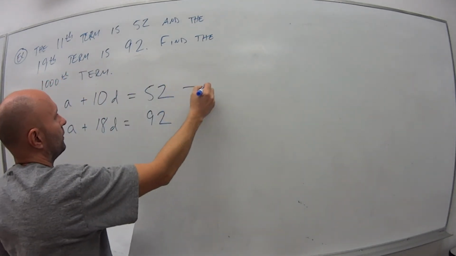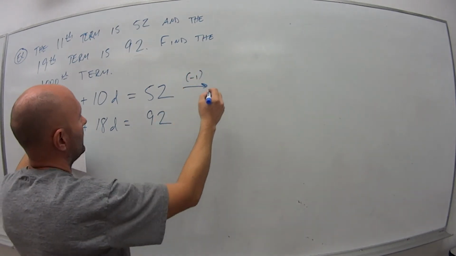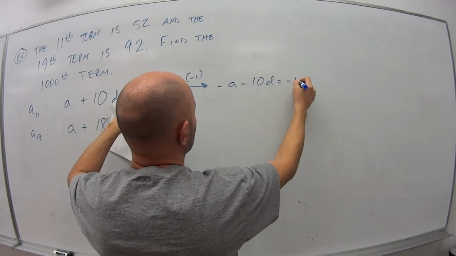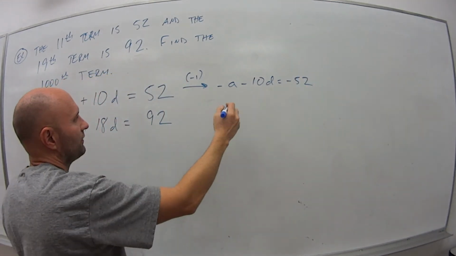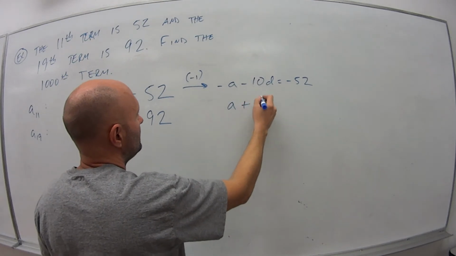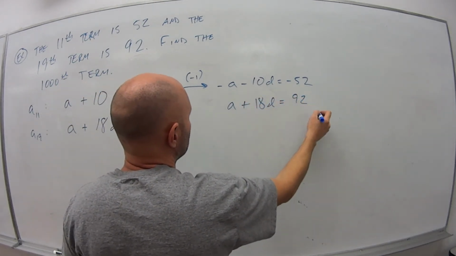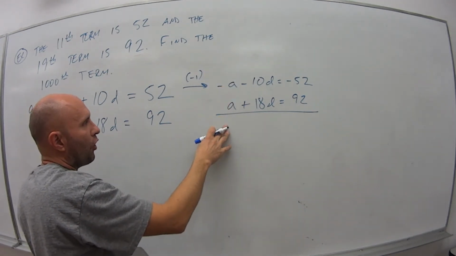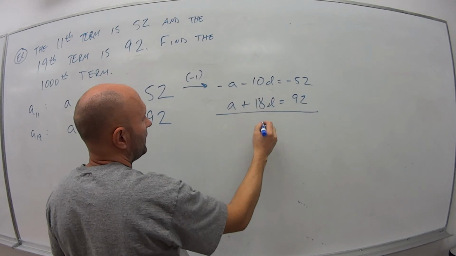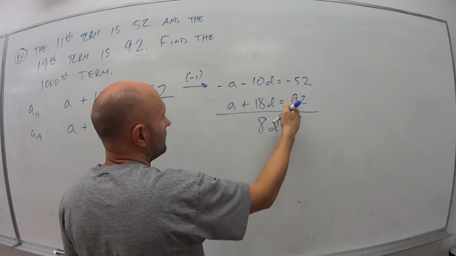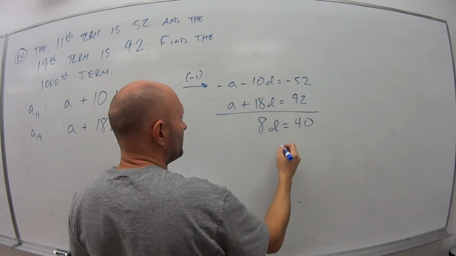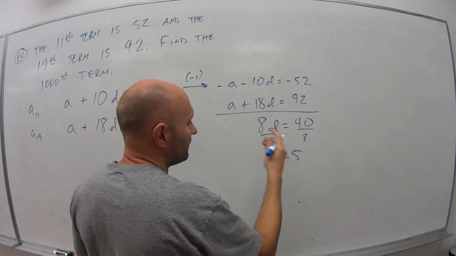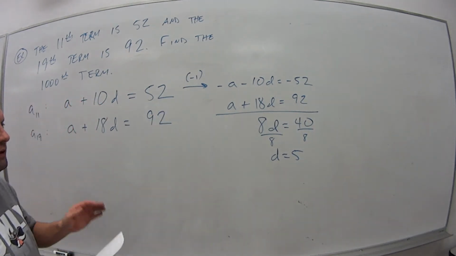So let's do the first one. If I multiply this by -1, I get minus a minus 10d is minus 52. And I leave the second one alone, so a plus 18d is equal to 92. So add down, negative a plus a is gone. 18d minus 10d is 8d. 92 minus 52 is 40. So now I just divide both sides by 8. Tells me that d, the difference from one term to the next, is 5.